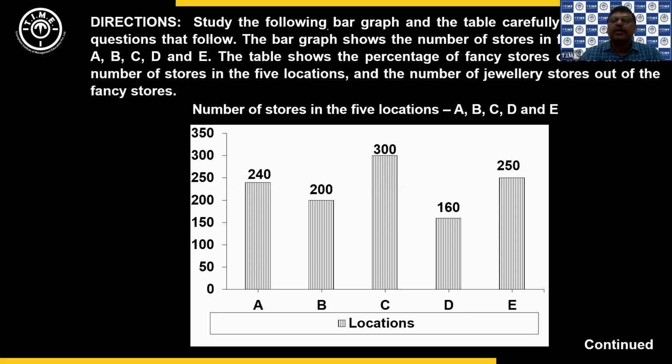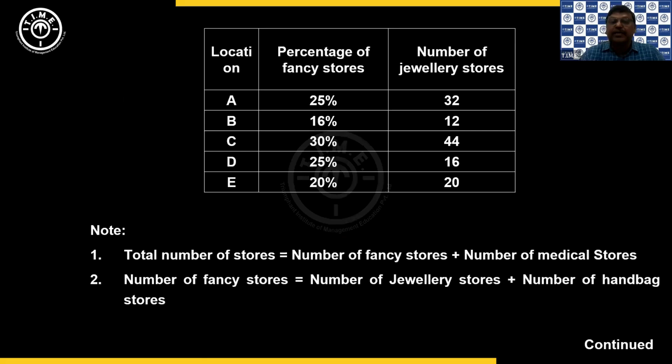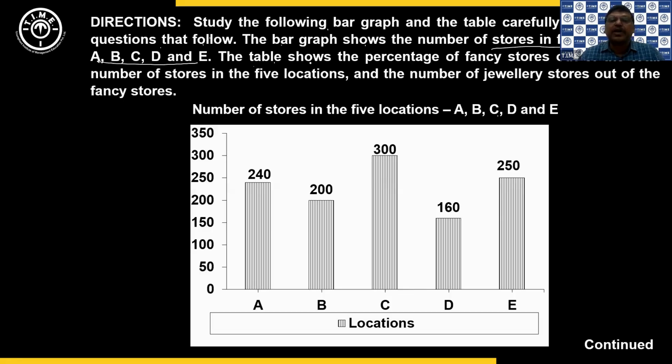Students, study the following bar graph and the table carefully to answer the questions that follow. The bar graph shows the number of stores in 5 locations, A, B, C, D, E. This is the first one, the number of stores in 5 locations. I have 240 stores in A, 200 in B, 300 in C, and so on and so on. And what about the next slide? We have a table, students. The table shows the percentage of fancy stores out of the total number of stores in the 5 locations and the number of jewelry stores out of the fancy stores. Please remember, the number of jewelry stores is out of fancy stores.